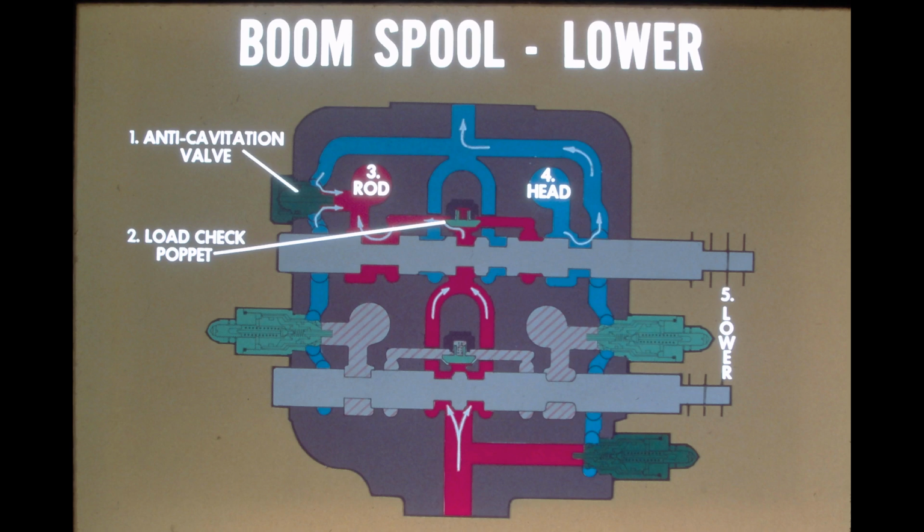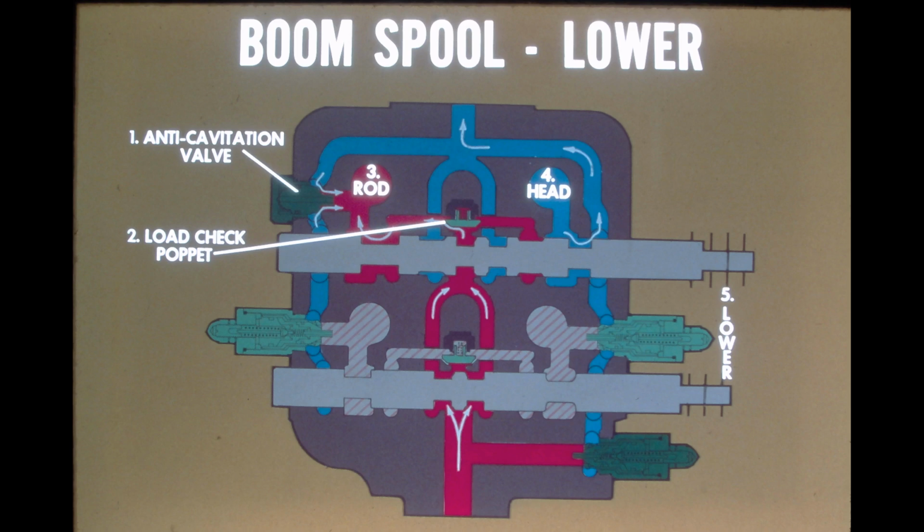This restriction to flow controls the speed of drop and reduces the possibility of cavitation at the rod end of the boom cylinders. The rod end of the boom cylinders is protected by an anti-cavitation valve. It operates when the boom spool is in the lower position and the load causes the boom to drop faster than the pump can supply oil to the cylinders. This happens especially when the engine and pumps are running at a low RPM.